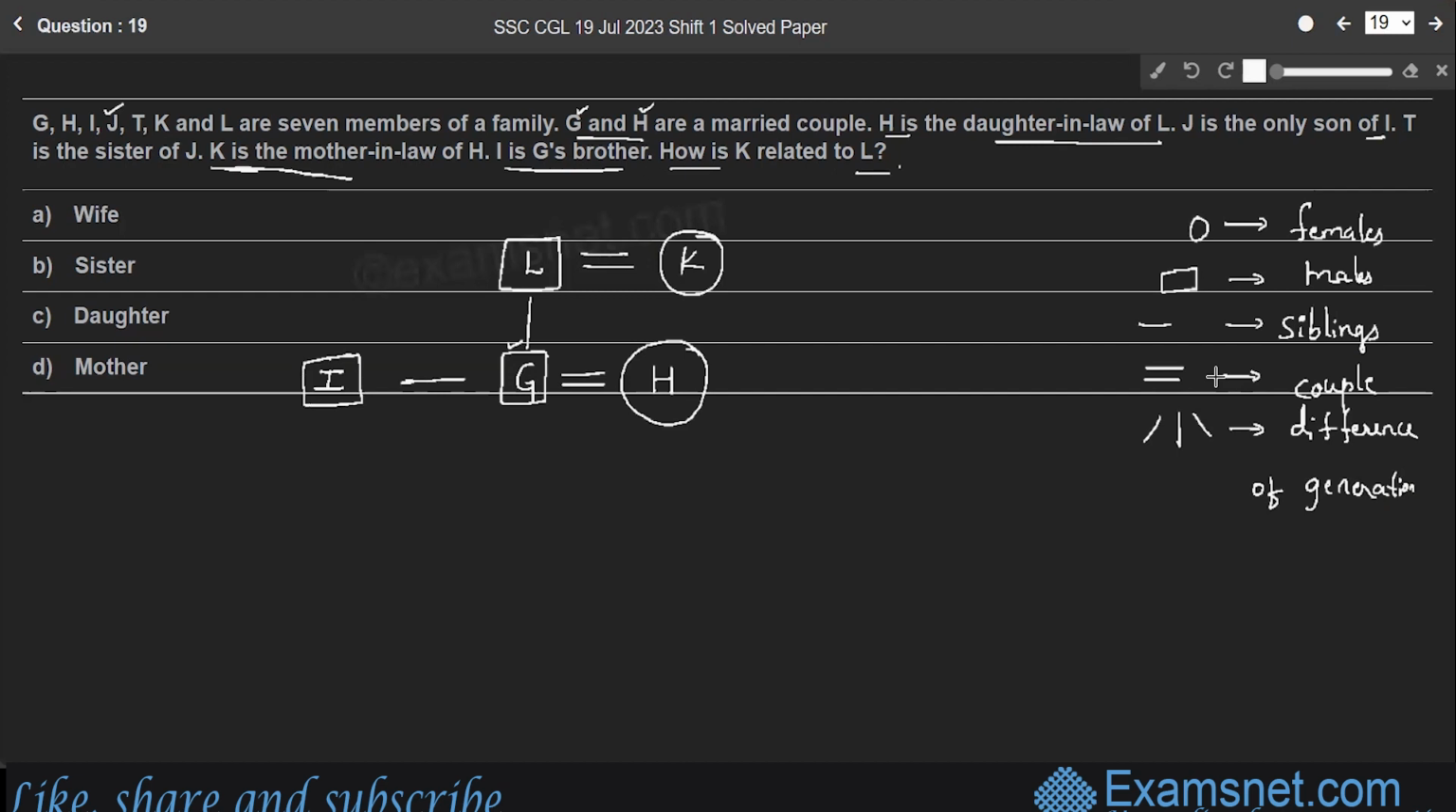Moving further, J is the only son of I. So J and I are related like this, a difference of generation. J is the only son of I, therefore J is a male, and T is the sister of J. So J and T are siblings, and T is a female. Here the question is, how is K related to L? K and L are a married couple. So K is the wife of L. Therefore option A is the right answer.